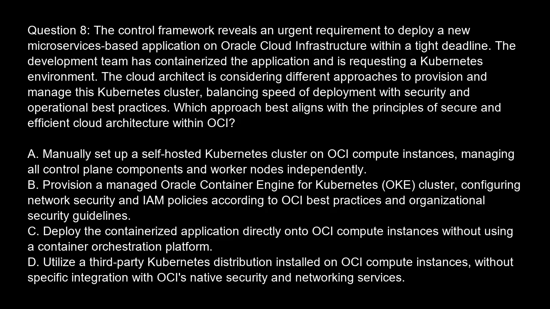Option A. Manually set up a self-hosted Kubernetes cluster on OCI compute instances, managing all control plane components and worker nodes independently. Option B. Provision a managed Oracle Container Engine for Kubernetes (OKE) cluster, configuring network security and IAM policies according to OCI best practices and organizational security guidelines. Option C. Deploy the containerized application directly onto OCI compute instances without using a container orchestration platform. Option D. Utilize a third-party Kubernetes distribution installed on OCI compute instances without specific integration with OCI's native security and networking services.